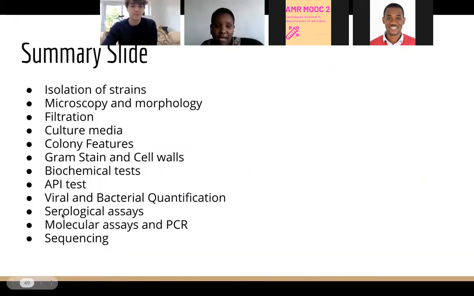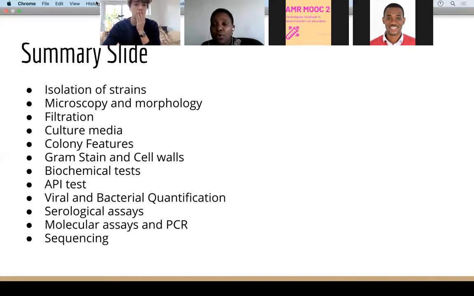And so I can make a summary of what we have discussed in my presentation. We have discussed the isolation of strains from food samples, water samples, soil samples, or from the air, whatever you want to get your samples from. Then we discussed microscopy of bacteria and microscopy of viruses. We have appreciated different morphological structures of viruses and bacteria.